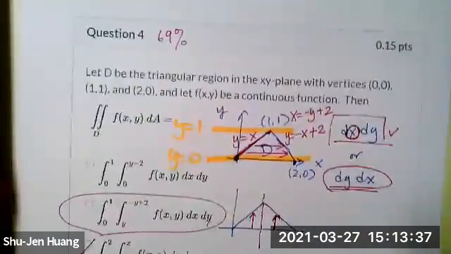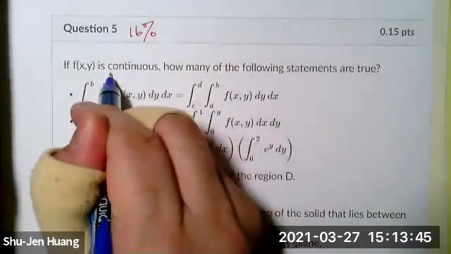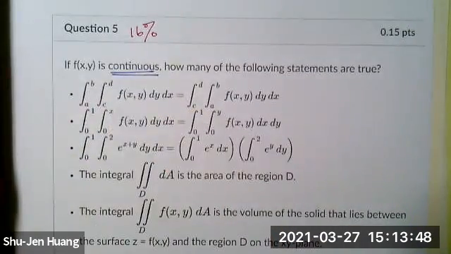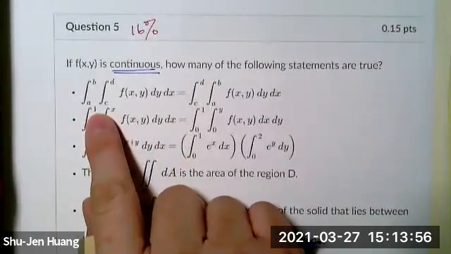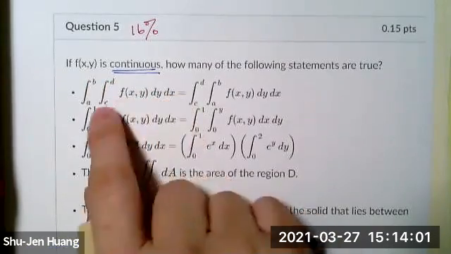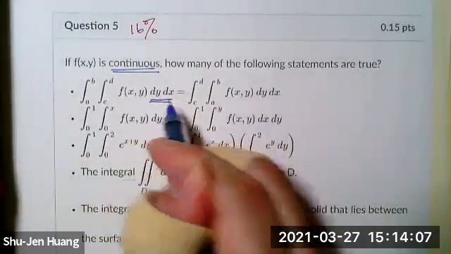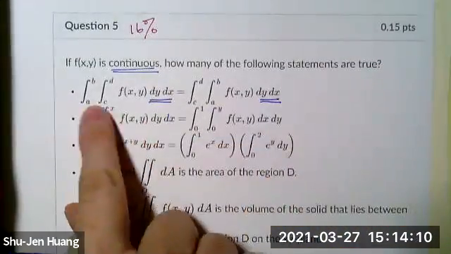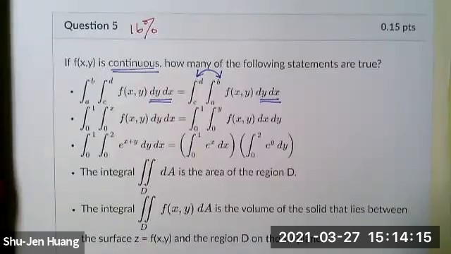And next, question number 5. The function f is a continuous function. How many of the following statements are true here? So the first one says we have a rectangular region. Y is from c to d, and x is from a to b. Now you can see the order here is the same, however the intervals are switched. Is this correct?